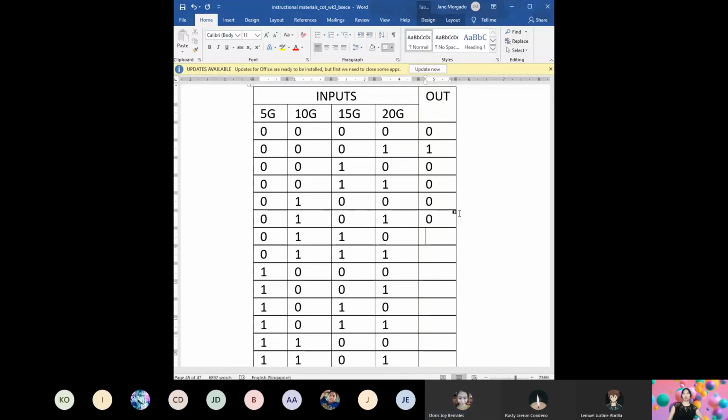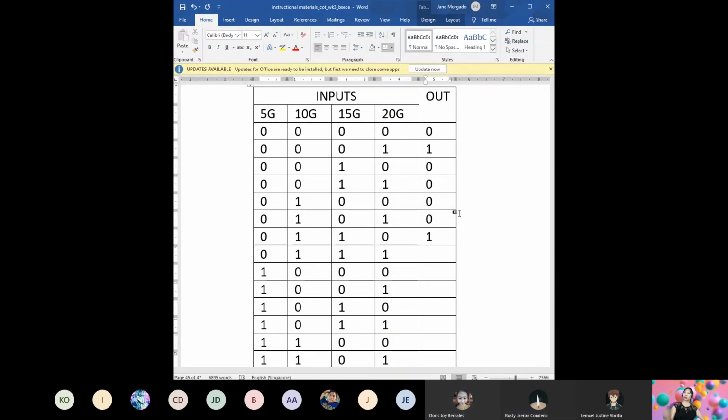Okay, how about this one? 0, 1, 1, 0. What is the total weight? 25. Okay, 25. So therefore the output is 1. How about this? 0, 1, 1, 1. What is the total weight in the packaging? 5. The output would be 0. Okay, 0, because it's only 5.